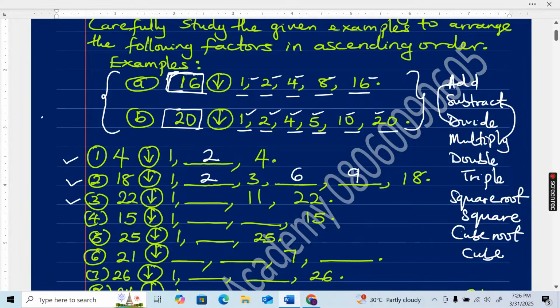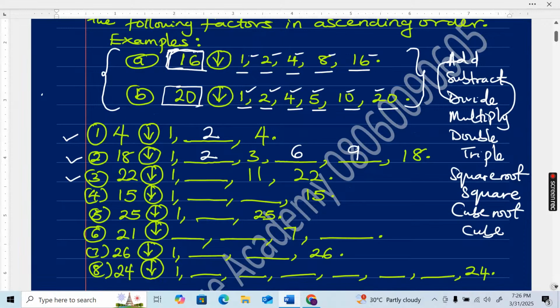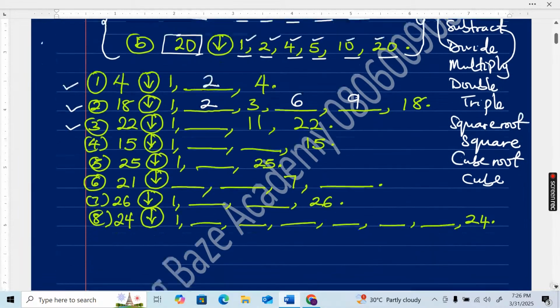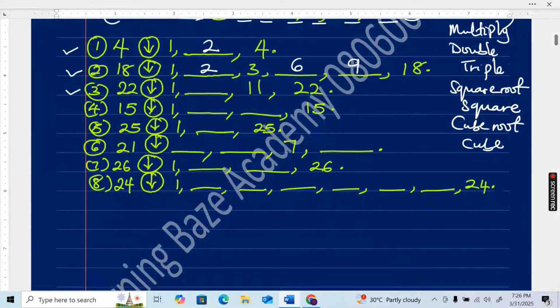Now, somebody may still be saying, I still don't understand. How did she get 2 for number 1? And number 2, how did she get 2, 6, and 9? Do you understand? Now, I'm going to take you through breaking down a number in order to get the factors. For number 3, we want to break down each number to be able to figure out the factors.